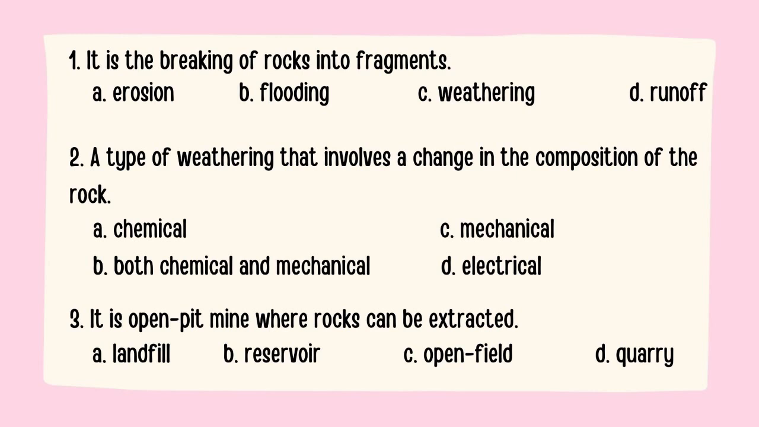Number 2. It is a type of weathering that involves a change in the composition of rocks. A. Chemical. B. Both chemical and mechanical. C. Mechanical. And D. Electrical. Number 3. It is an open pit mine where rocks can be extracted. A. Landfill. B. Reservoir. C. Open field. D. Quarry.